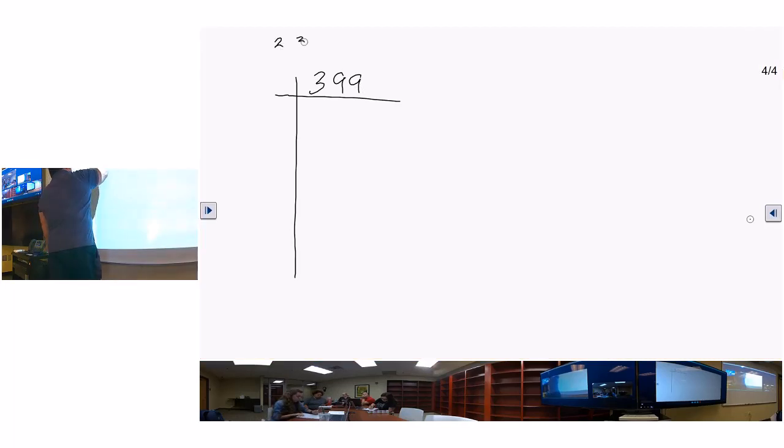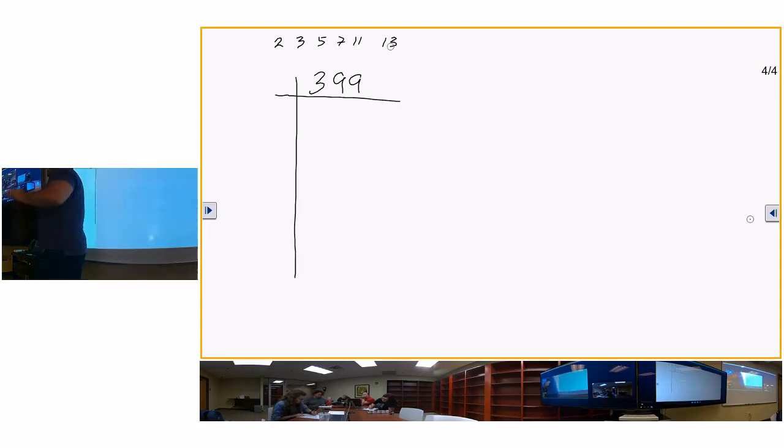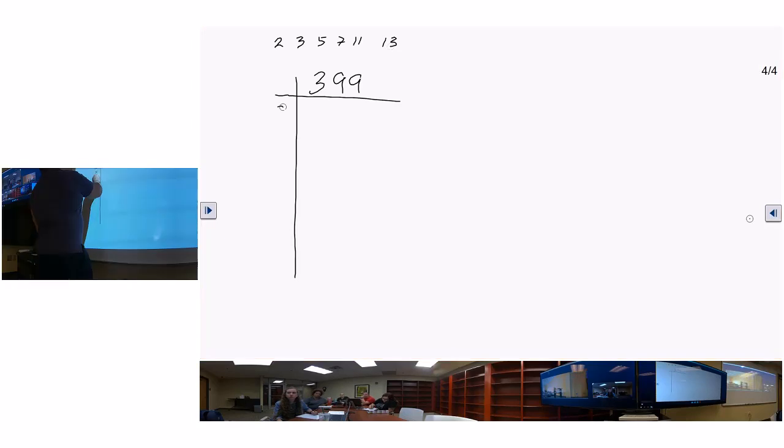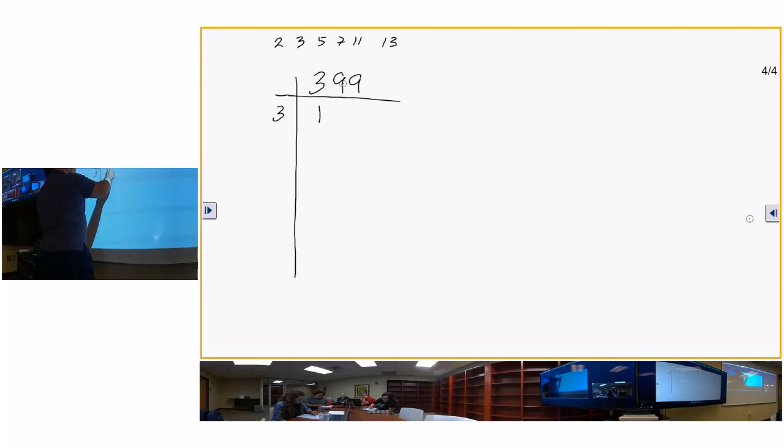2, 3, 5, 7, 11, and sometimes 13. What number do you think I'm going to start with? 3. Good job. I'm going to start with 3. And that's going to be one of those, like you said, you got to do with each number. So 3 will go into 3 how many times? 3 will go in there once. And 3 will go in there.